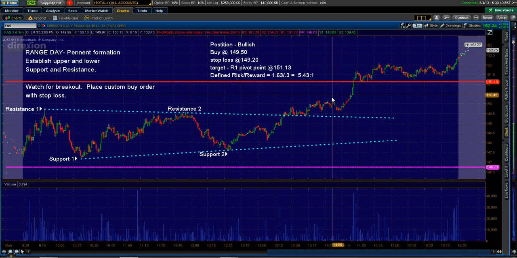When the pennant initially showed up, I was able to define my risk reward. You always got to do that before entering any day trade. Since my target was 151.13, that's a profit of $1.63, and I'm risking only 30 cents. So that's a 5.43 to 1 risk reward ratio. And I mean, that's good stuff.